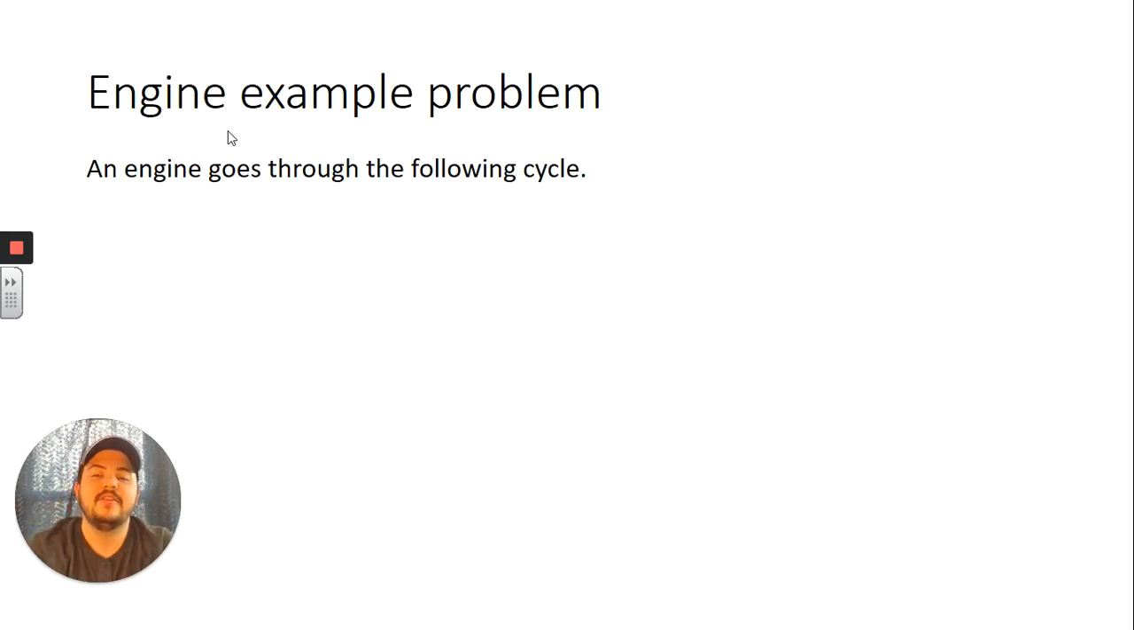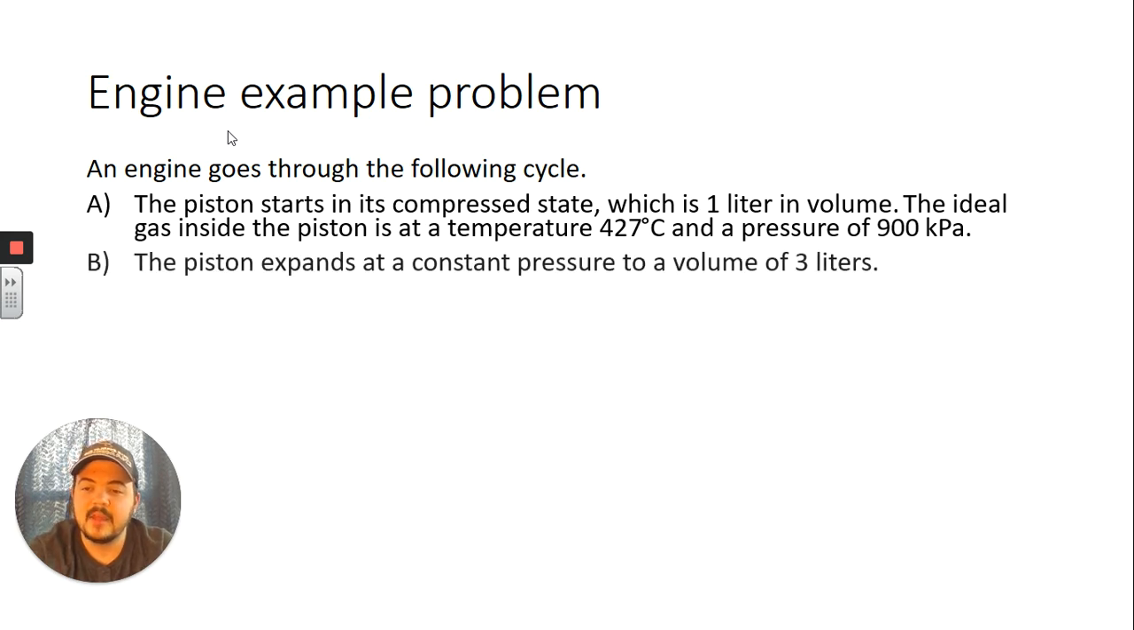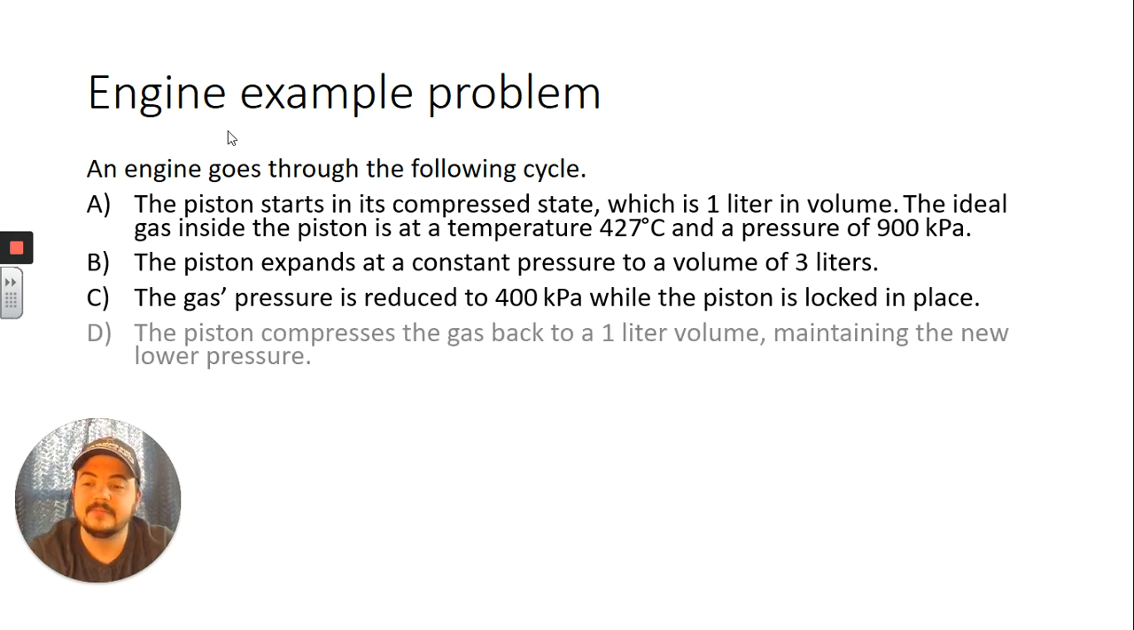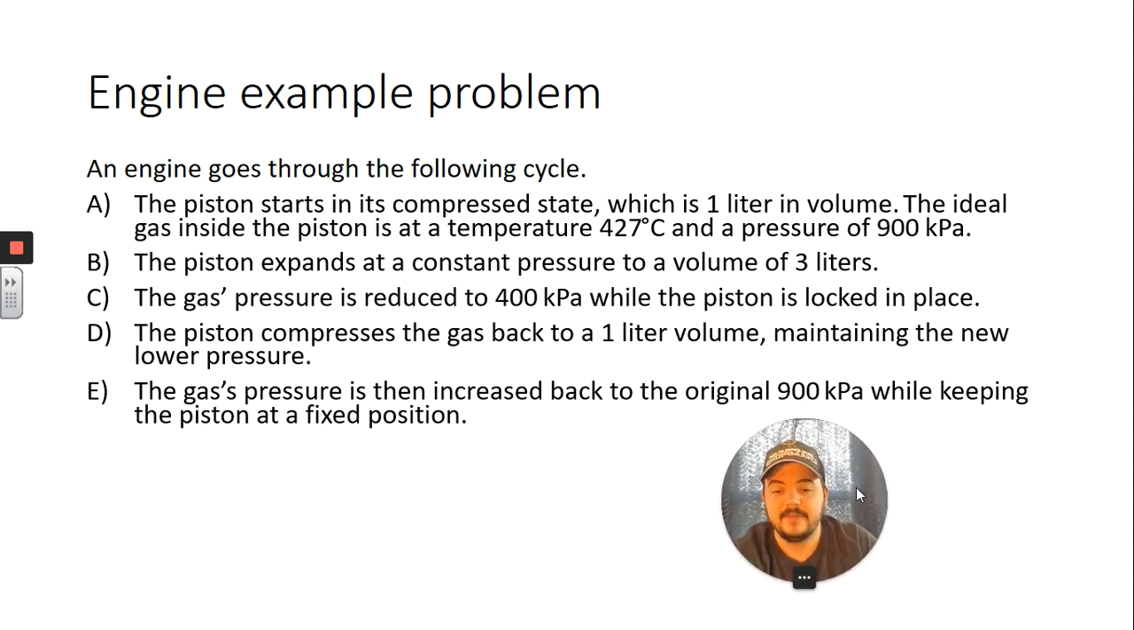So here's the problem. We have an engine, and this is the cycle that it goes through. It starts with a compressed state, which is 1 liter in volume, and the gas inside of the piston is at a temperature of 427 degrees Celsius, and the pressure is 900 kilopascals. The piston then expands at a constant pressure to a volume of 3 liters. The gas's pressure is then reduced to 400 kilopascals while the piston remains in place. The piston then compresses back to a 1 liter volume, maintaining this new lower pressure. The gas's pressure is then increased back to the original 900 kilopascals while maintaining the piston at a fixed position.